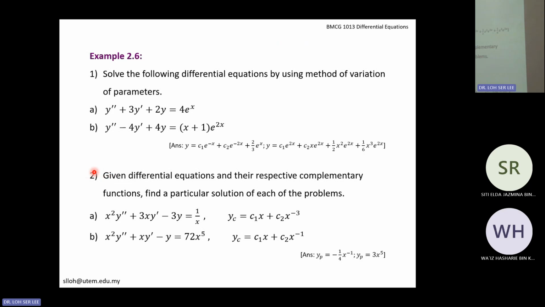But if you look at question number 2, A is x squared, B is 3x, C is -3, where A, B, C are not all constants. So yc will be given for you, because we need the y1 and y2, which come from the yc. This is your y1, this is your y2. So that's the difference between constant coefficient and non-constant coefficient.